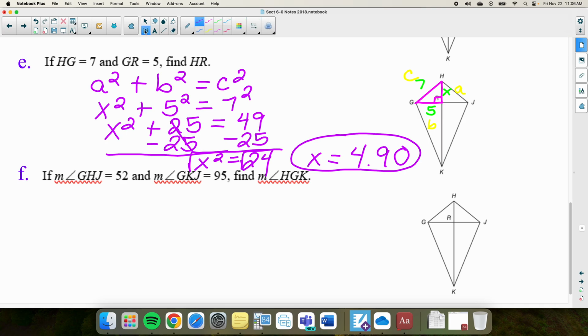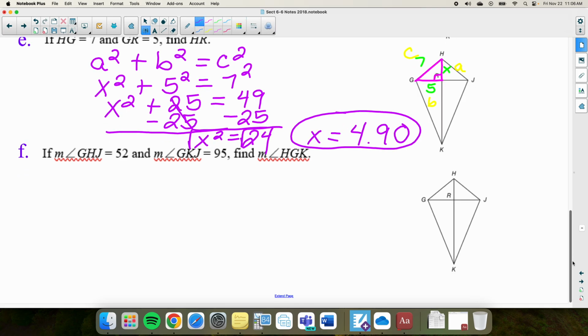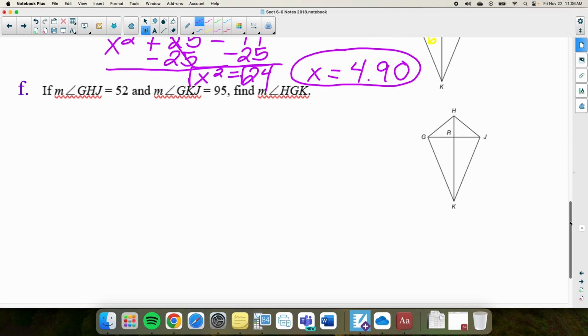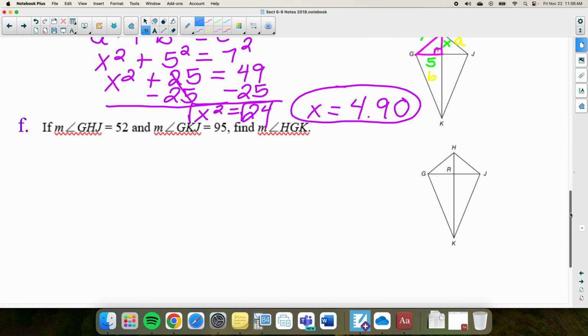All right, now let's look at this one. And it says that angle GHJ right here is 52.